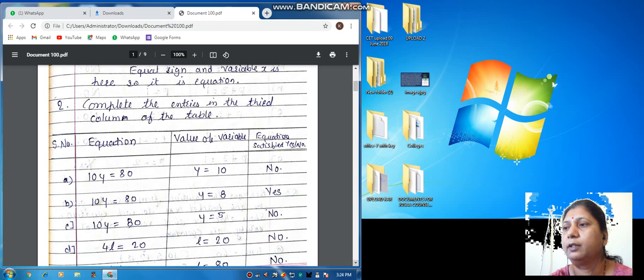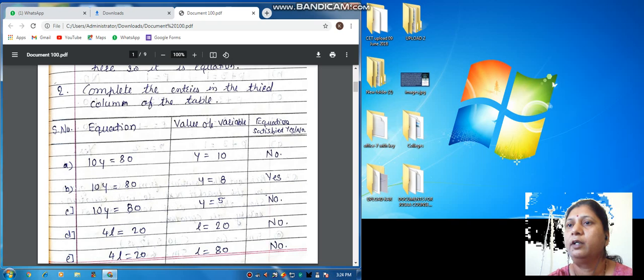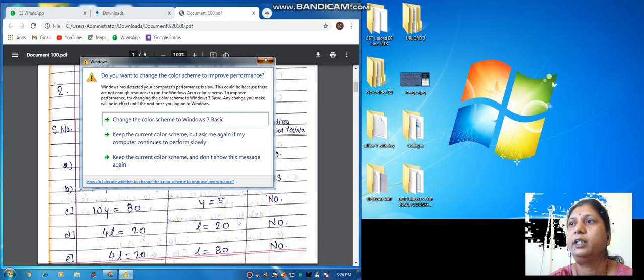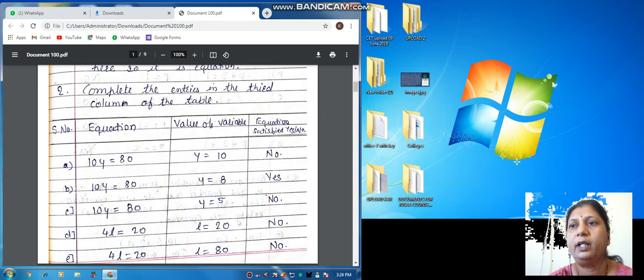First, A: 10y is equal to 80. This is the equation given. The value of variable y is equal to 10. That means we have to put the value of y as 10. So 10 multiplied by 10. What do we get here? 10 into 10 is 100. So are 100 and 80 equal? No. So the equation is not satisfied, and we write no here.